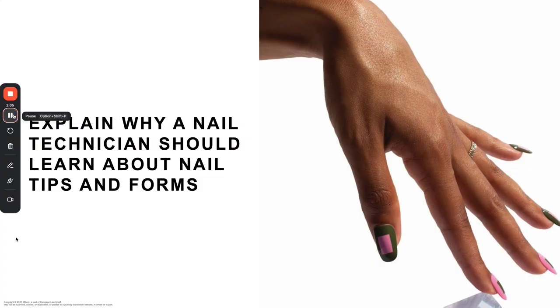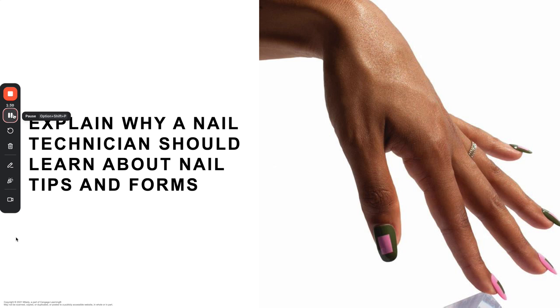So for objective number 1, explain why a nail technician should learn about nail tips and forms. The text does give us a little bit of an explanation. It says that many clients will not have perfect nails. That is why they come to a professional for services and advice. They will expect you to alter or enhance the beauty of the nails and hands. Creating longer, stronger nails is one of the most popular services you will do.